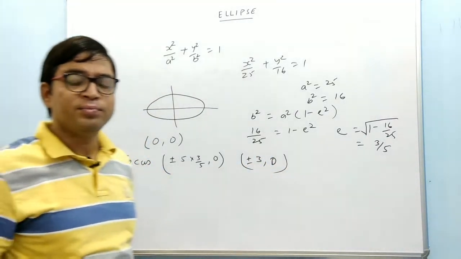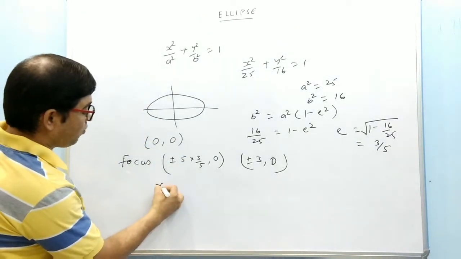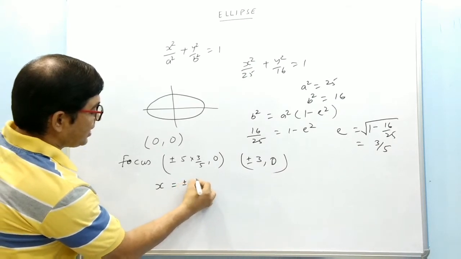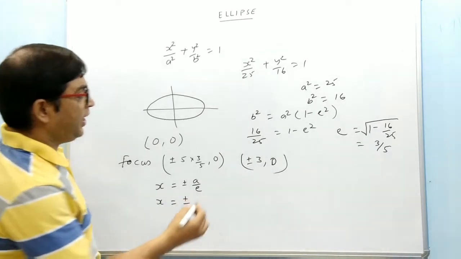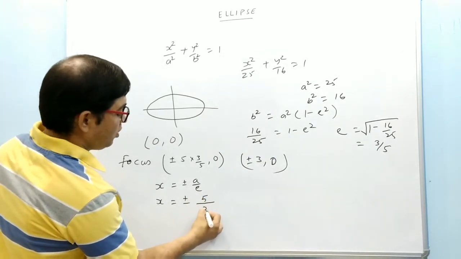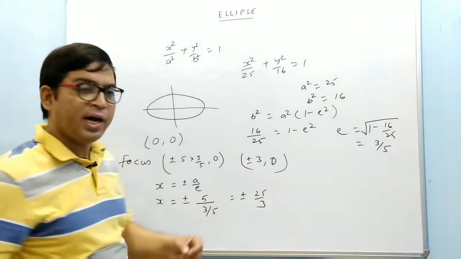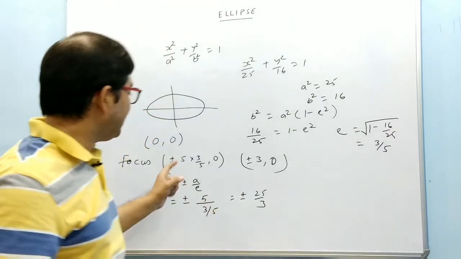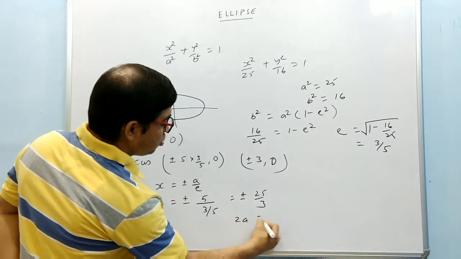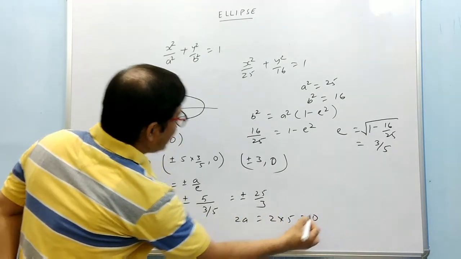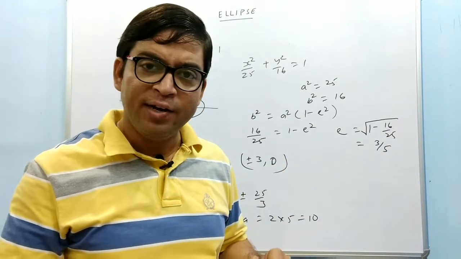Now we will get the equation of the directrix. The equation of the directrix was x is equal to plus minus a by e. So here it will be x is equal to plus minus, what is a here? 5, divided by e, which is 3 by 5. So it is coming out to be plus minus 25 by 3. This is the equation of the directrix. What is the length of the major axis? That is 2a, that is 2 into 5, 10. What is the length of the minor axis? That is 2b, that is 2 into 4, that is 8.